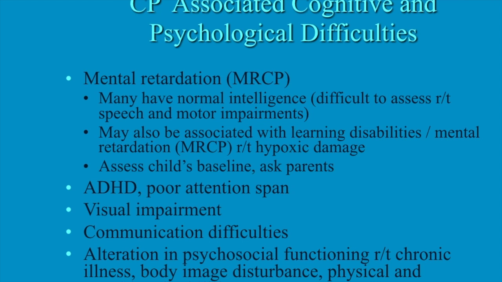And for the mild CP kids, they can have an alteration in their psychosocial functioning because they have a chronic illness. There is a body image disturbance. And once again, if this kid never straightens their heel cord and they look very awkward when they're trying to do physical activity in front of others, then they get bullied.